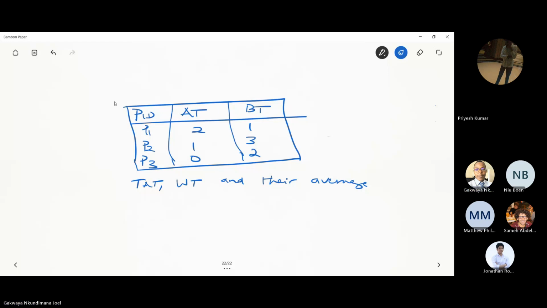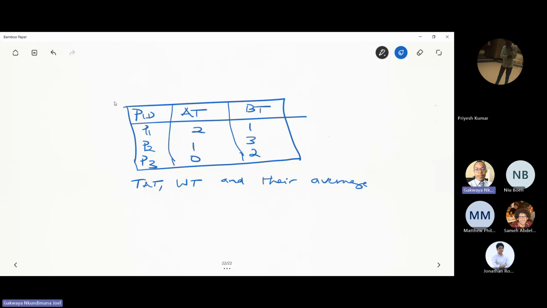So we start with 0 plus P3. For P3, when you make the chart, we put like 0, 1, 3, right? No, 0 to 2. Yes. And then you follow the one which came with the burst time, and you calculate the sum. I will show you.